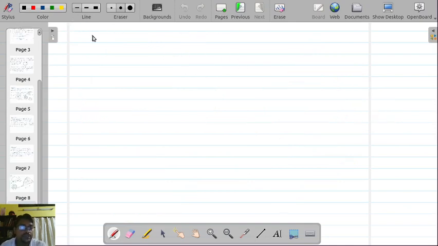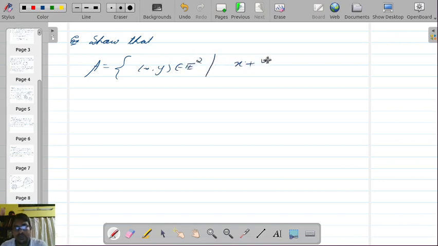Say, for example, I give you some other problems, how we can determine this. Exercise: show that the set A equal to the set of all those x, y in e to the power n, or e square, that satisfy x plus twice y greater than or equal to 3, is a convex set. So how can we show this?